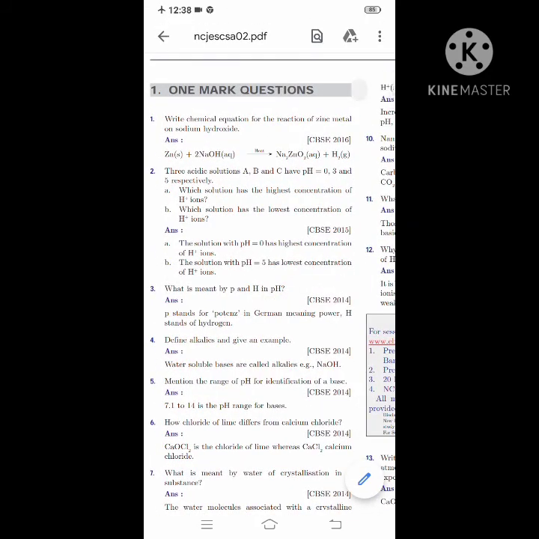Write the chemical equation for the reaction of zinc metal with sodium hydroxide. So what happens when zinc metal reacts with sodium hydroxide? Zn reacts with two molecules of NaOH in aqueous state, in the presence of heat, to give Na2ZnO2, sodium zincate, in aqueous form, plus hydrogen. They have asked only for the chemical equation, so just write it and finish it off. It is a 1 mark question.